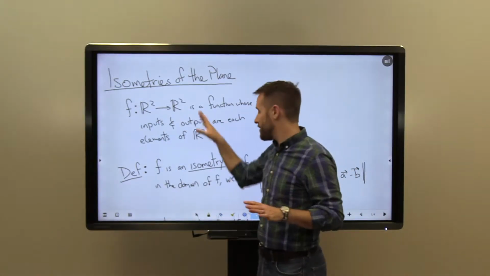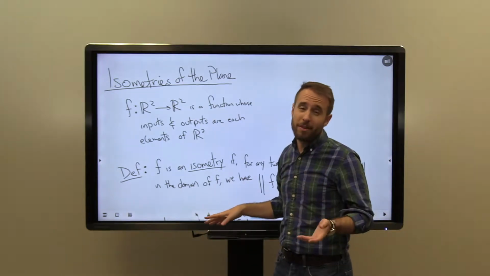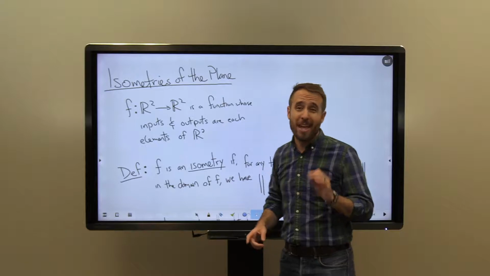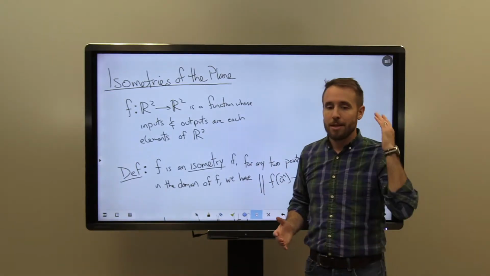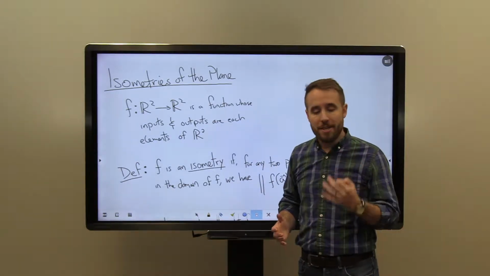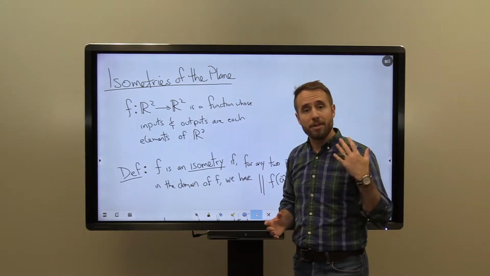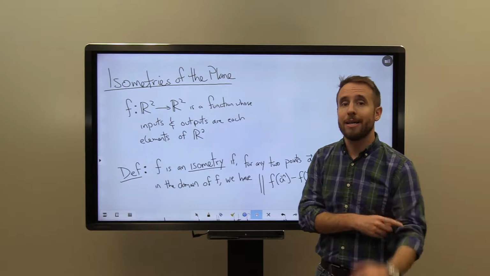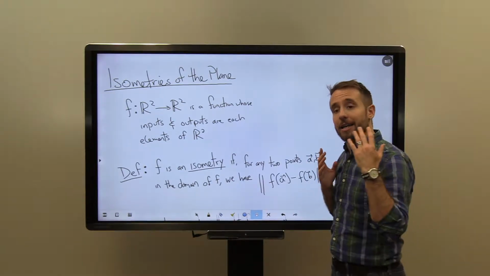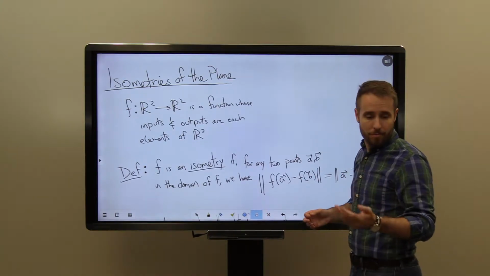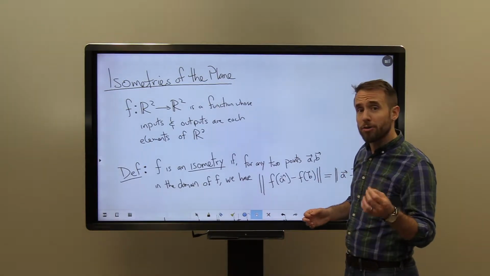So whenever you see a function in this video, we're going to be thinking of it as a function whose inputs and outputs are both elements of R2. Of these kinds of functions, there is an important definition, an important subclass, and these are the so-called isometries. Very formally, an isometry is a function, specifically in our case from R2 to R2.